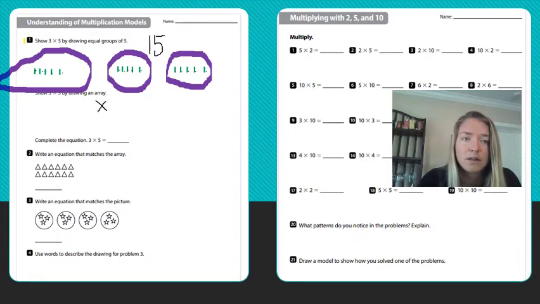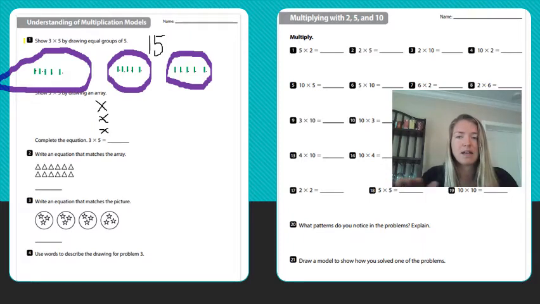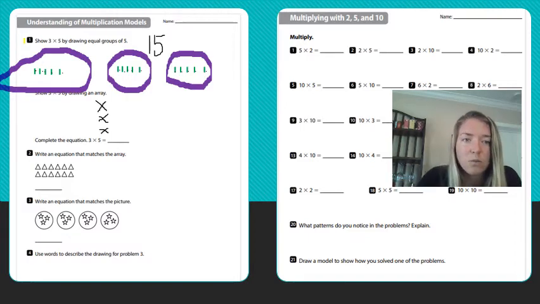1, 2, 3. Now remember, my rows go side to side. So this is my first row. I have 1 already drawn. Now I'm going to go through and finish to draw my 5 total. So 1, 2, 3, 4, 5. My first row has 5 X's in it.